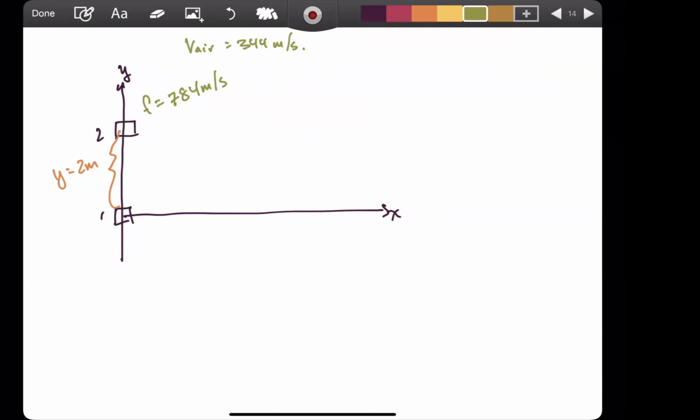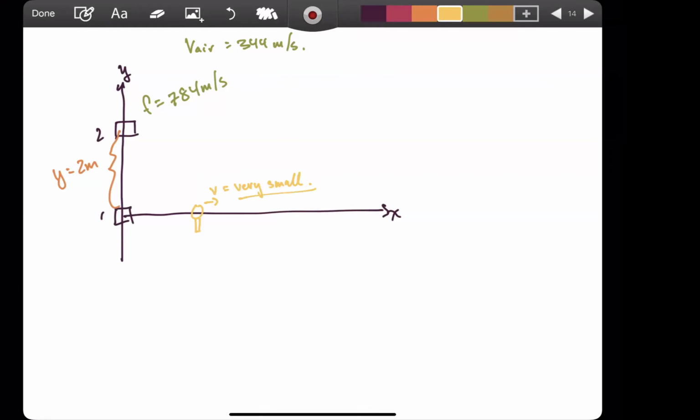Now, what we're going to do is take a small microphone. So let's say here's my microphone, and we're going to move it very slowly. So in this case, our velocity V is very small. The reason for that is we don't want to get a Doppler shift in this case, and we'll talk more about that later, but we're going to move it very slowly.